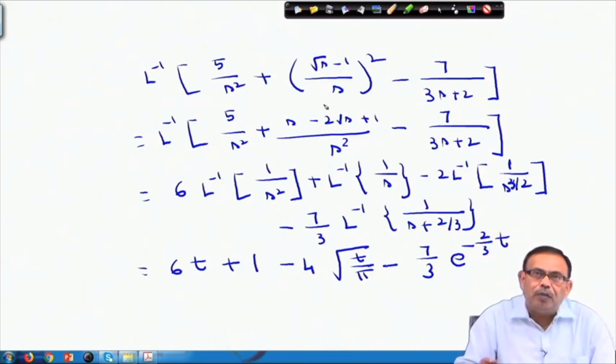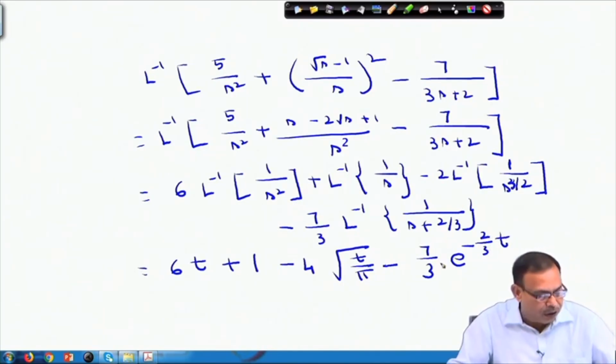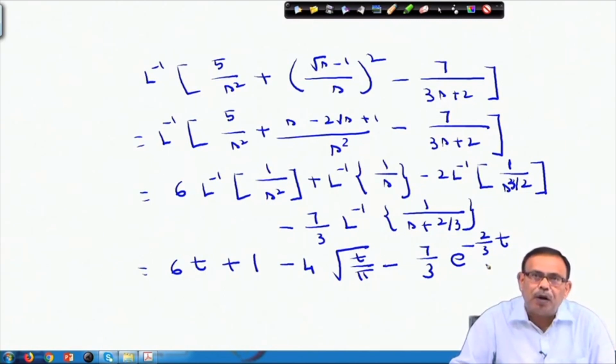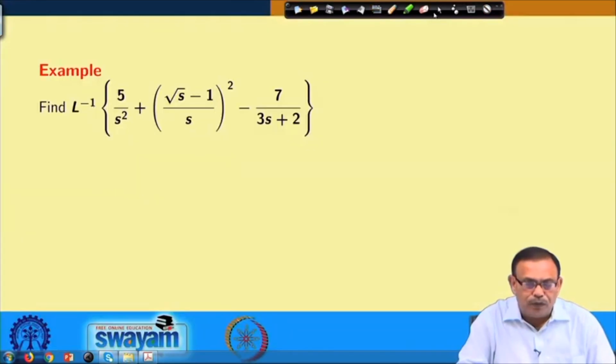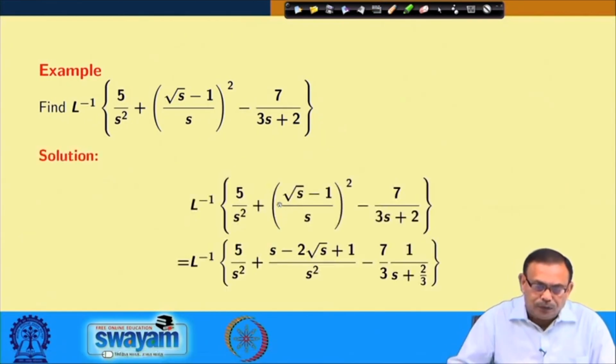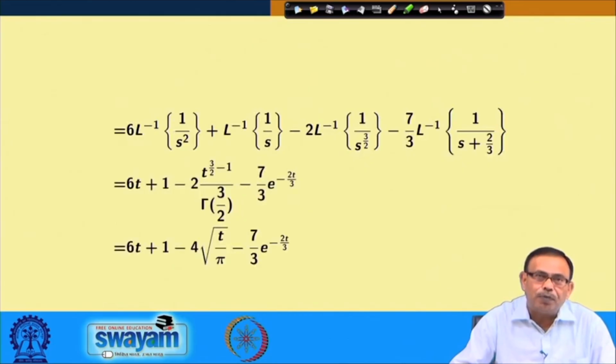So, for this particular inverse Laplace transform, the corresponding function is this one: 6t plus 1 minus 4 into root over t by pi minus 7 by 3 into e power minus 2 by 3 t. So, in this way we try to find out the solution of these equations. So, Laplace inverse of this is this one, and from here you are getting the corresponding results. So, by this way, if you have been provided with the inverse Laplace transform, then I can find out the corresponding function.